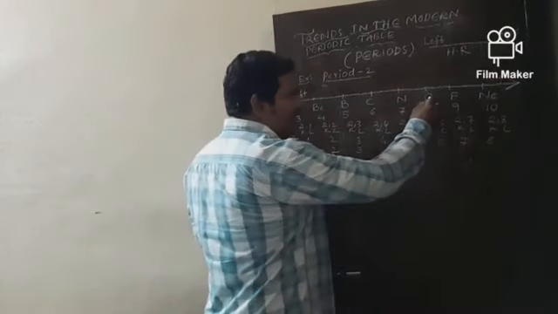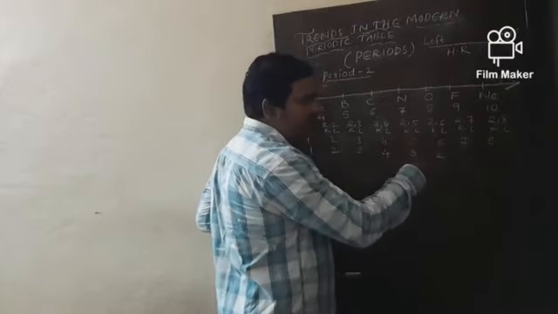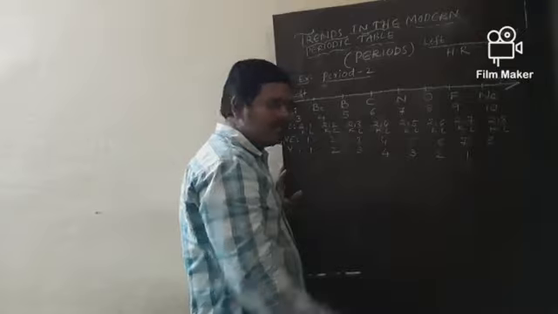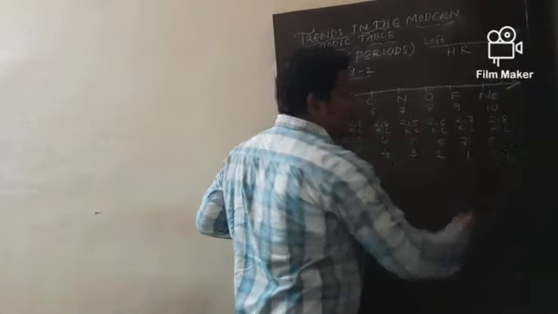And do you know what is the valency of oxygen? 2. Because already 6 valence electrons are there, still 2 are required. Fluorine, already 7 valence electrons are there, just 1 is required. That's why valency is 1. But neon, the valency is 0.